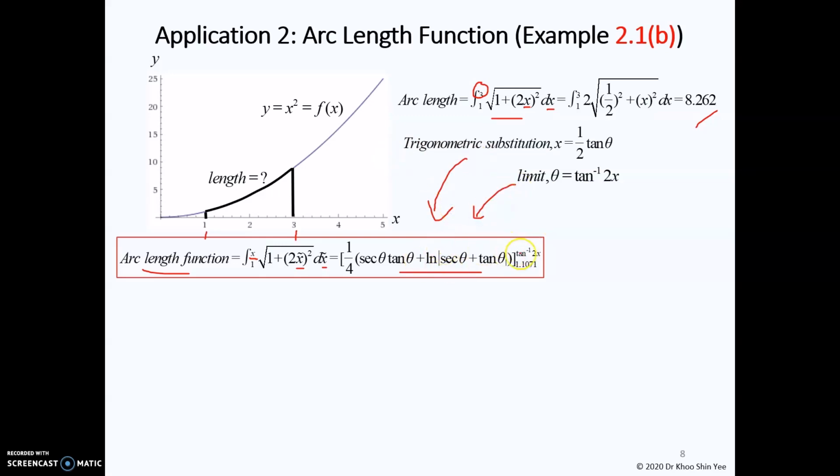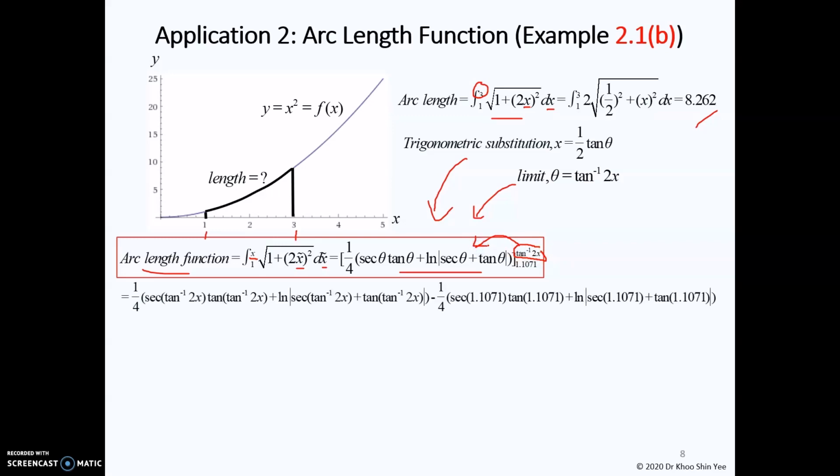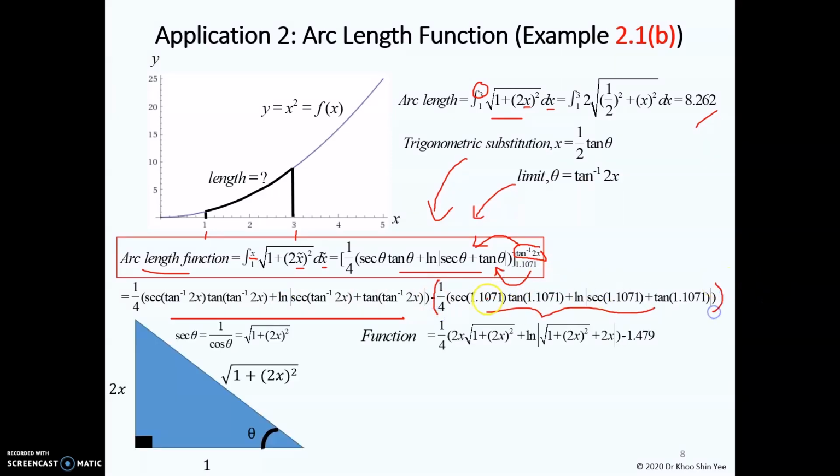So in this case, you can see that for this upper limit, you have arctangent 2x. By substituting inside, you should obtain this in the x function, and then you substitute the lower limit here. On the right hand side, if you compute this, you should obtain negative 1.479. From this trigonometric substitution, we know that 2x divided by 1 is equal to tangent angle. So 2x divided by 1 is equal to tangent angle here, and this is the distance for the resultant.